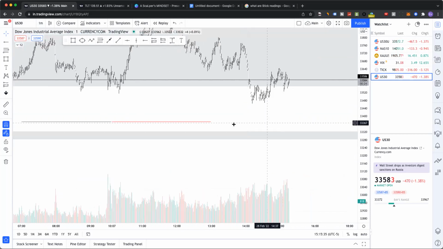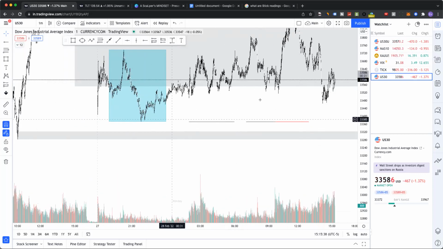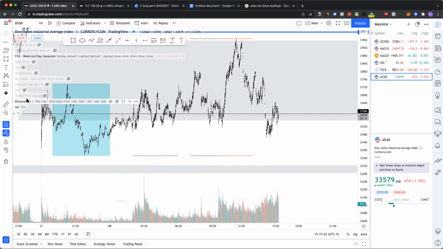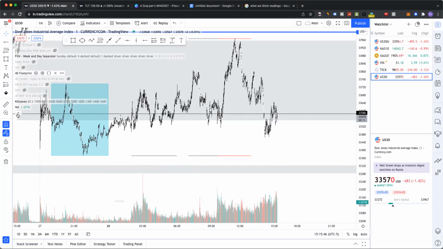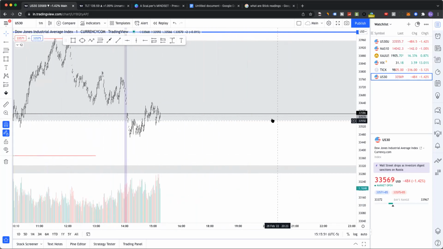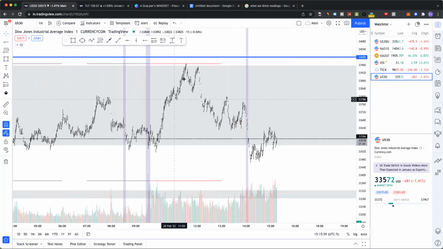Okay, but there's also obviously other confluences, such as our timings. So for example, if I turn on our timings, we can see now at our timings here, inside our zone here, we had a drop. Okay, at our timings here, we had a rally. At our timings here, we had a drop. Okay, so we can stack these confluences.